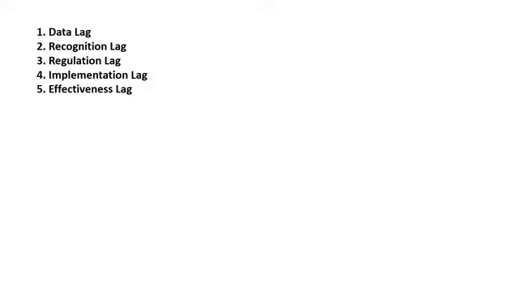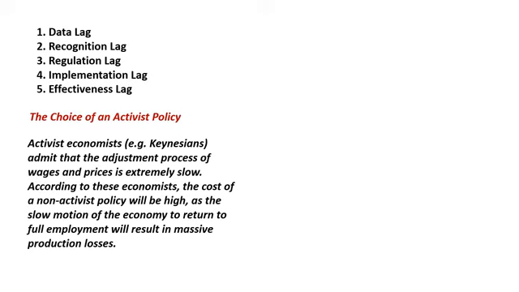Up to now, we have analyzed the factors that influence decision makers' decisions to pursue an activist or non-activist policy. Let's analyze when these policies are preferable. Activist economists, we mean Keynesians, admit that the adjustment process of wages and prices is extremely slow. According to these economists, the cost of non-activist policy will be high, as the slow motion of the economy to return to full employment will result in massive production losses.